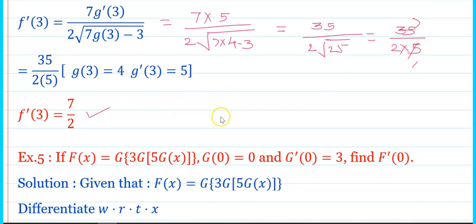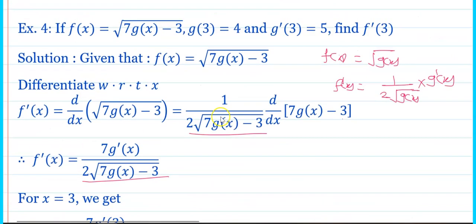This is the answer. Let me repeat here. F of x is equal to root of 7 g of x minus 3. Its derivative: if f of x is root of g of x, the derivative is 1 upon 2 root of g of x into g dash of x. Similarly here, f dash of x is 1 upon 2 times root of this quantity into d/dx of 7 g of x minus 3. Keep this as it is. The derivative of g of x is g dash of x. Derivative of 3 is 0. 7 is a multiplied constant, so keep it as it is.